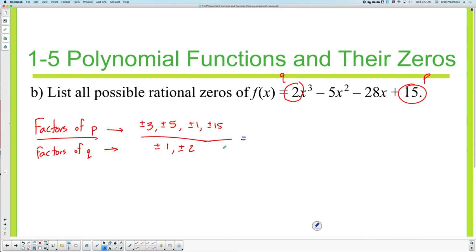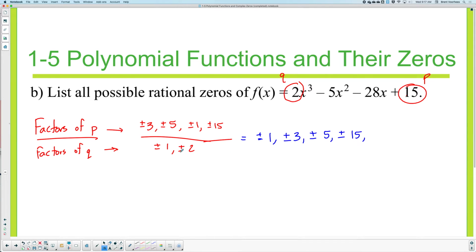Okay, so let's reduce this. I'm going to go in order of smallest to greatest. What's 1 divided by 1? 1. So we do plus or minus 1, so now we're just reducing. 3 is next smallest. What's 3 divided by 1? 3. So it could hit at positive or negative 1. It could hit at positive or negative 3 on the x-axis. Then 5 divided by 1. 5. It could hit at positive or negative 5. And then 15 divided by 1. 15. Okay, there's half of our list.